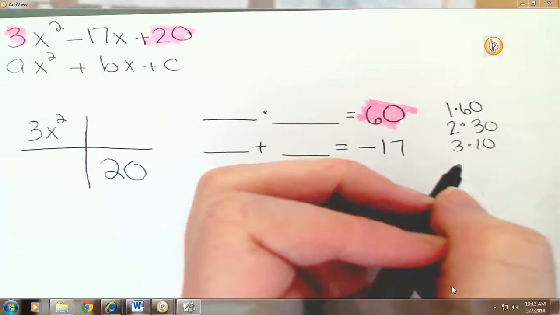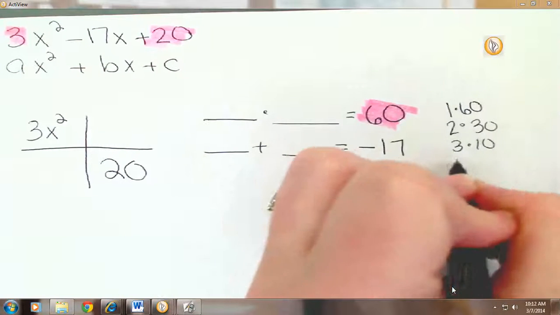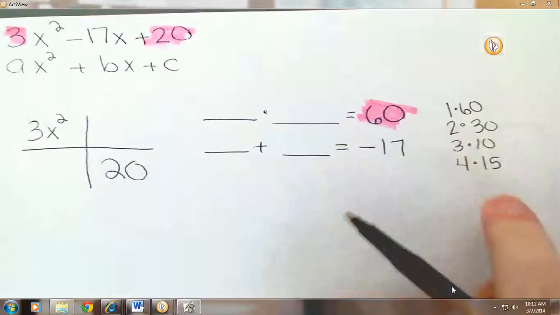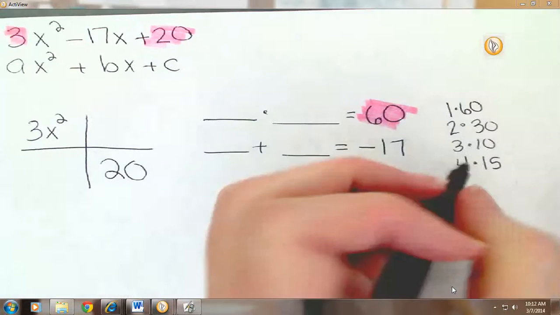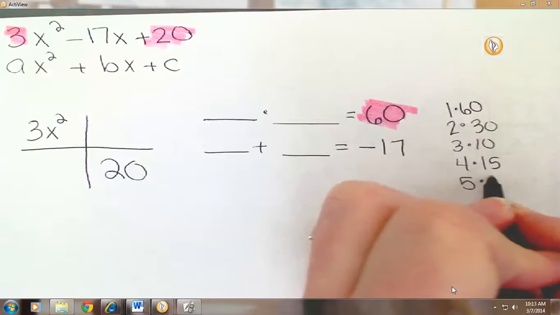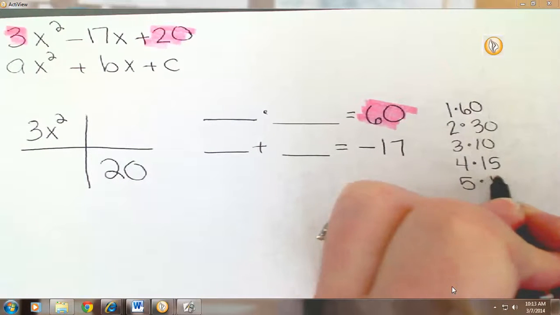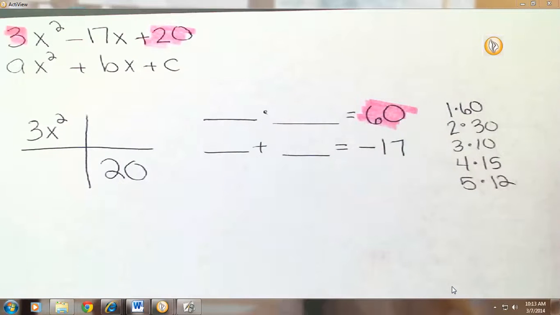Take 60 divided by 4 in your calculator. Do this with me, guys. 15. Yes, 4 and 15. Can I get negative 17 or 17 out of 4 and 15 if I add those? No. What about 5 and 12? Okay, if I add 5 and 12, can I get 17 or negative 17 out of that?